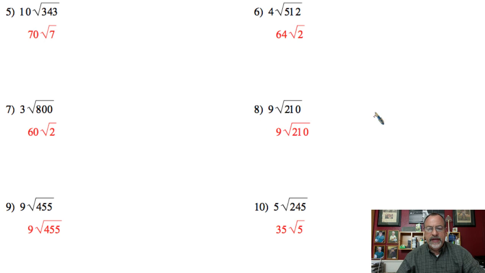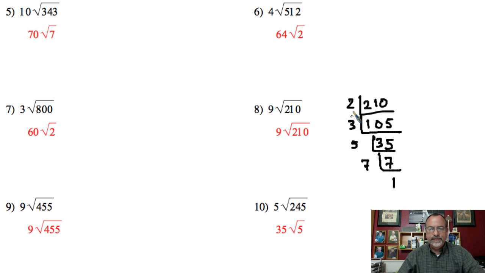So let's do number 8 here to wrap this up. So I have a 9, whoops, I don't want to start there. I want to prime factor 210. So dividing that by 2, that's 105. That's not divisible by 2, but is divisible by 3, so we'll divide this by 3, so that's 35. And that's not divisible by 2 or 3, but is divisible by 5. And then this is divisible by 7 and 1.